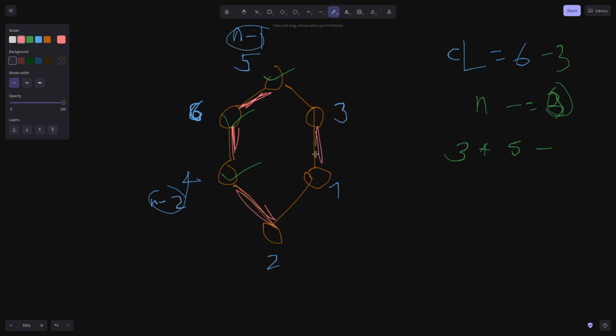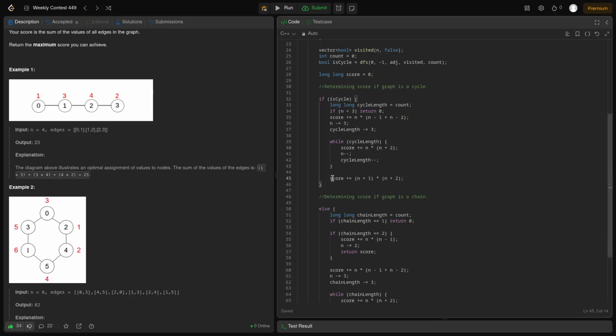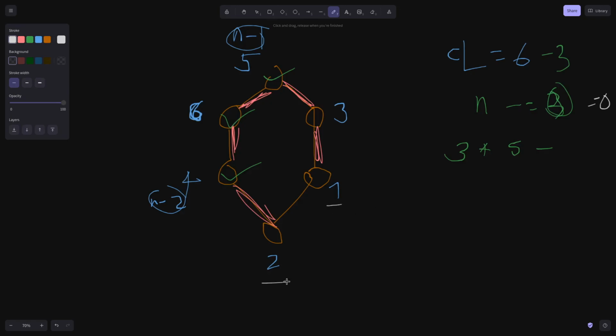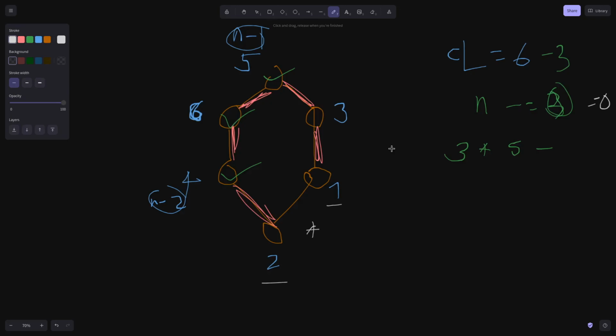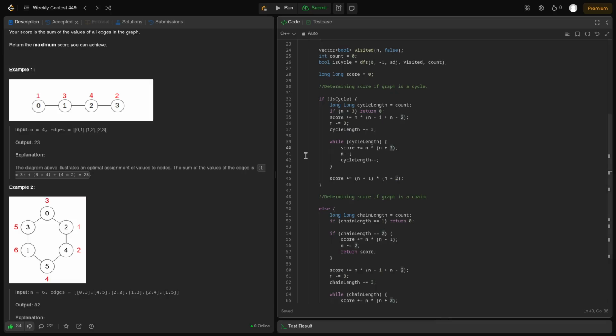However, the minimum weight edge is still remaining and is still left to be processed. And we can simply, as right now, n would be, after finishing this, the n's value would eventually reach 0. So what we can do is simply add n plus 1 and n plus 2's product to the final score. So this is the perfect case of a cycle, and I think this is relatively simple to understand.